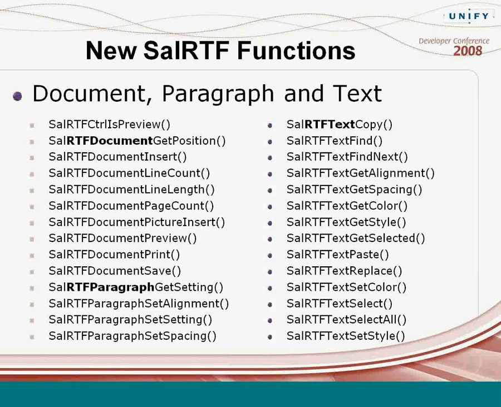SalRTF paragraph functions are for getting and setting the alignment of your paragraph and setting a new space for your paragraph. We also have functions which relate to the text in your RTF document. Those are the SalRTF text functions. So you can copy and paste, find text, set alignment for your text, change the color, replace, etc. It's about 28 or 30 SalRTF functions to give you flexibility with your RTF integrations from Report Builder dynamically.